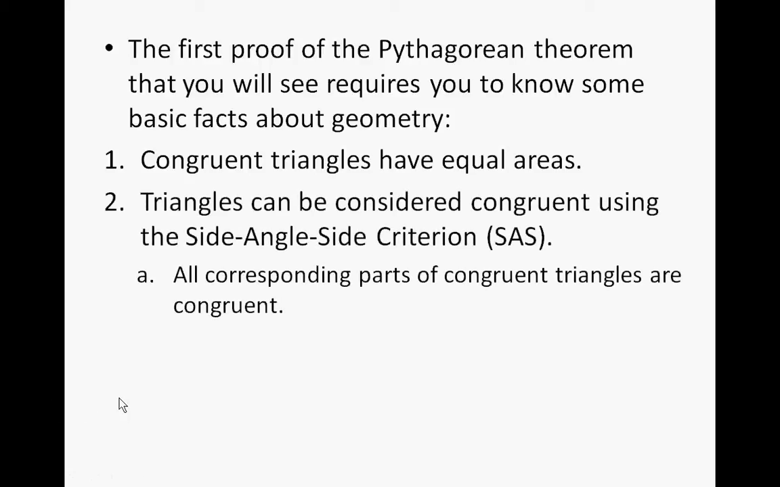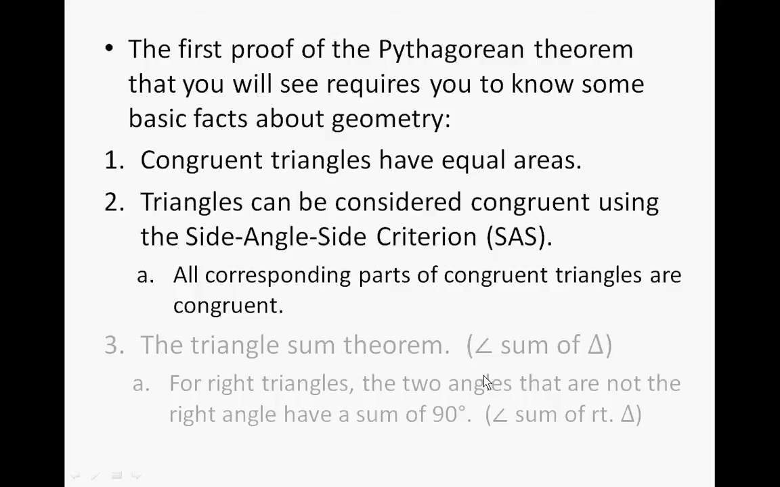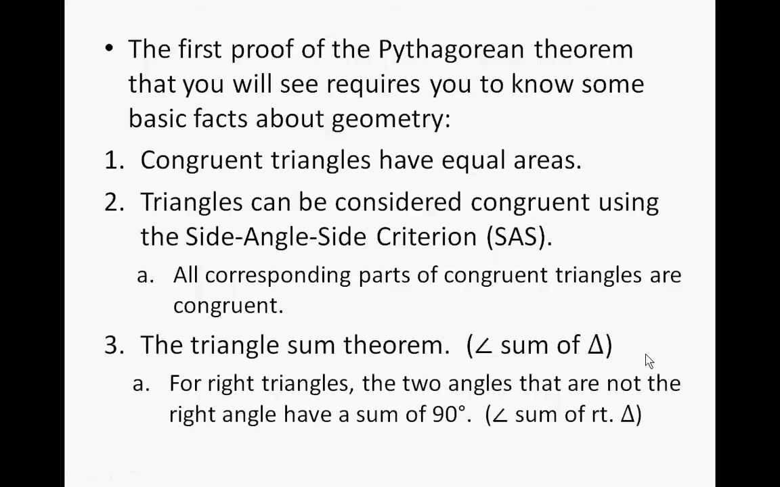The other thing is triangles can be considered congruent using the side-angle-side criterion, and that is abbreviated SAS. And we're specifically looking at all corresponding parts of congruent triangles are congruent. The last thing, which you should be familiar with, is the triangle sum theorem. More specifically, for right triangles, the two angles that are not the right angle have a sum of 90 degrees, which would make sense. If you have 90 degrees for one of your angles, then the other two would have to equal the other 90, so that you can get to 180.